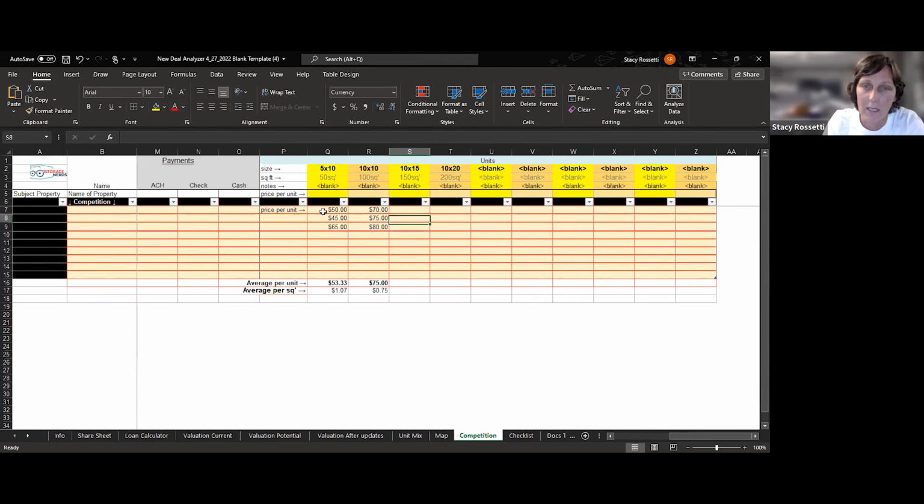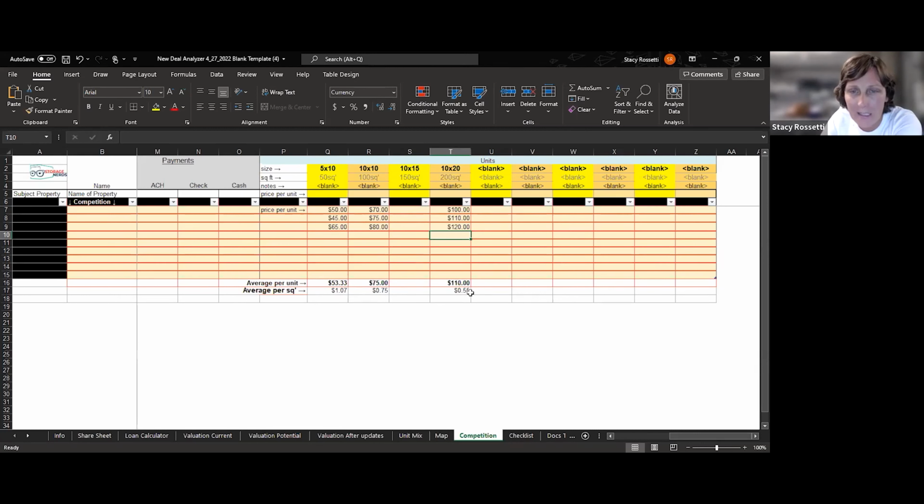And then you can go to 10x20s, and you could say, okay, they charge 100, 110, and 120, or whatever. Okay. So then what you're doing is you're trying to find the average unit price, right? The average unit price. And then you're also trying to find the average per square feet, right?